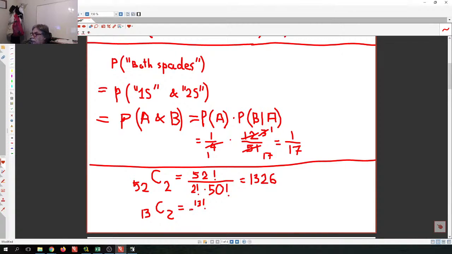And down there, I'm still choosing 2, and the one that I'm not choosing is not 50 now, it's just 11, right? So this is like 13 times 6, I think that would be 78 ways. Right? So now, the probability we want is the probability of both spades.